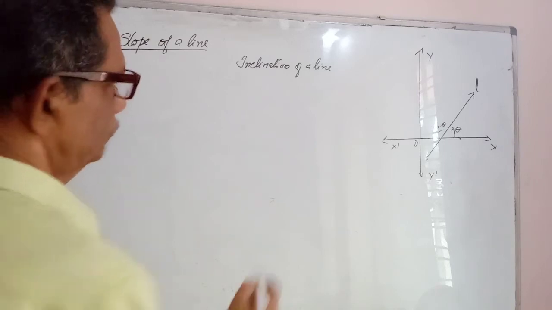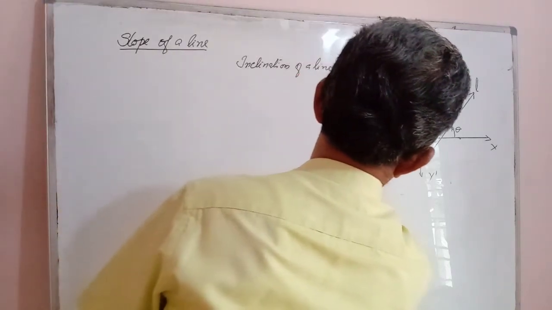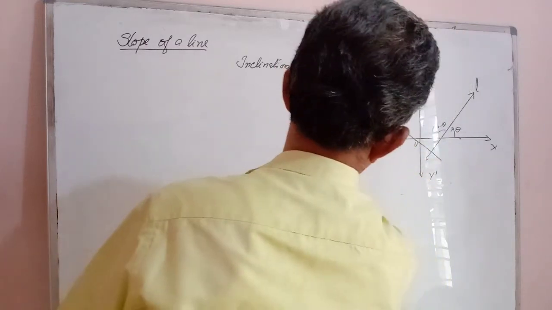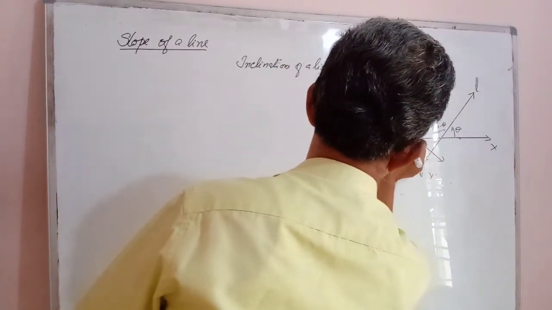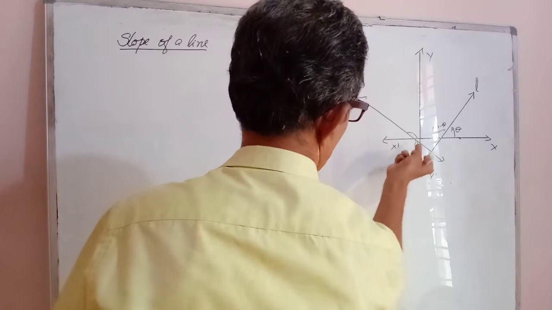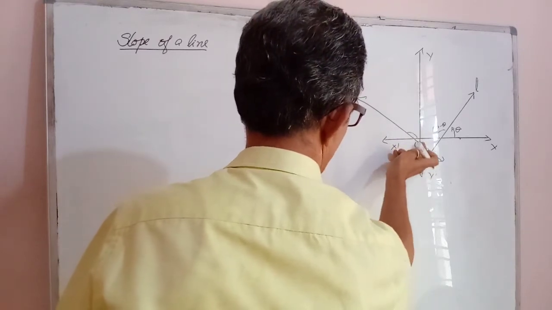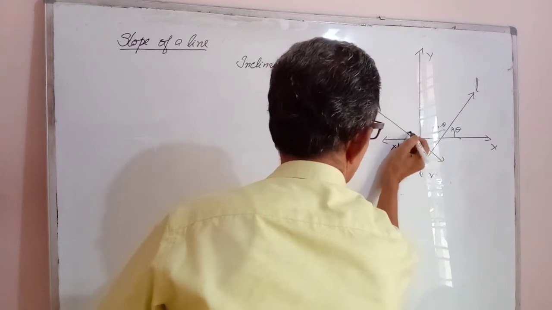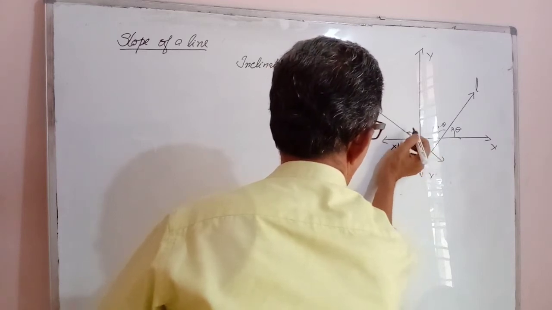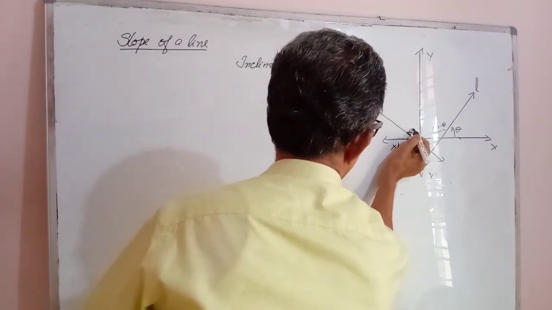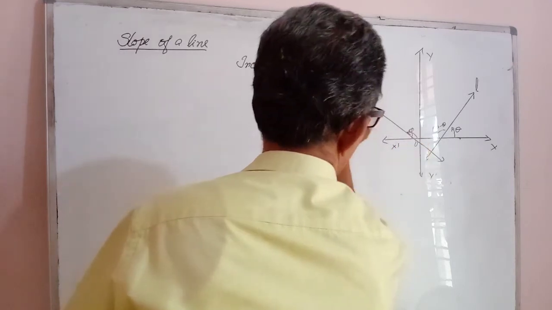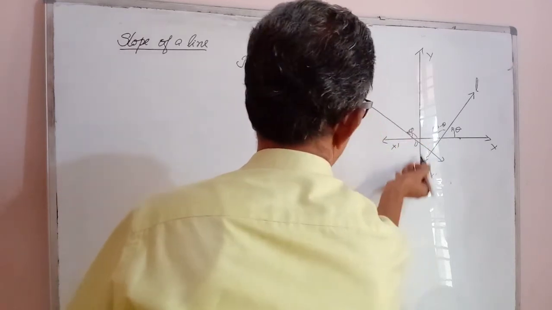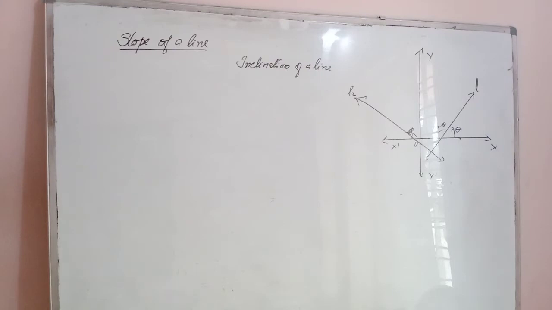Similarly, if the line moves like this, this is the inclination. The anti-clockwise direction from the x-axis, this is the positive direction. So in this direction, anti-clockwise, this is the inclination. If it is phi, let it be L2. Then the inclination of the line L2 is phi.